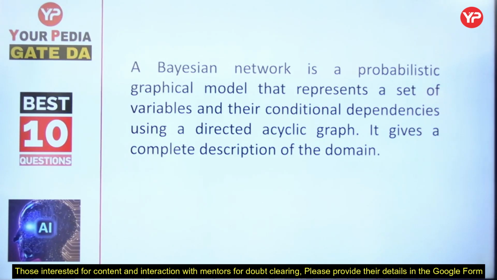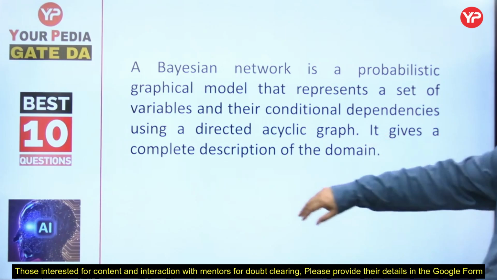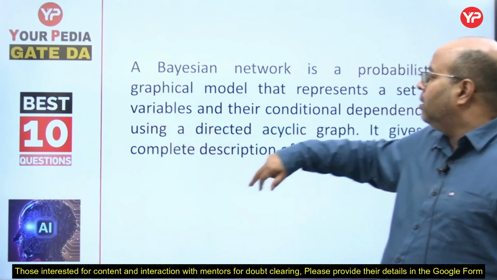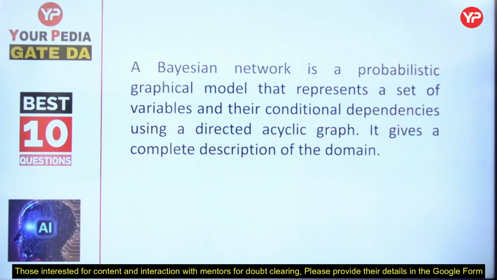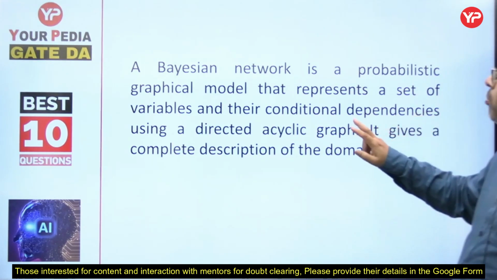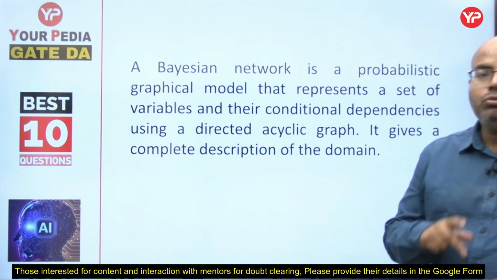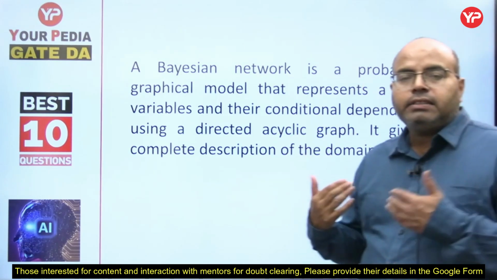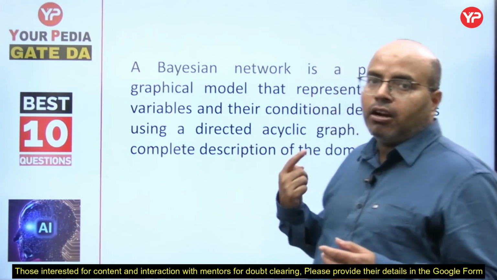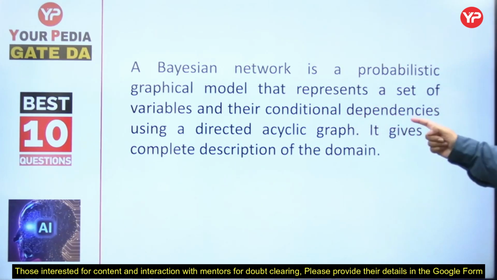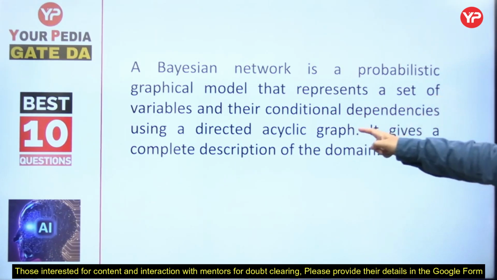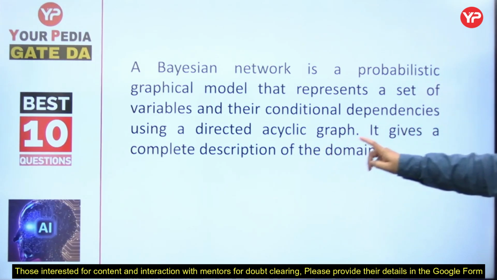Why? A Bayesian network is a probabilistic graphical model that represents a set of variables and their conditional dependencies. It gives both a set of variables and their conditional dependencies on each other using a directed acyclic graph. This is important: Bayesian networks use a directed acyclic graph, not a cyclic graph. You will not find a cycle in that one. It gives a complete description of the domain.